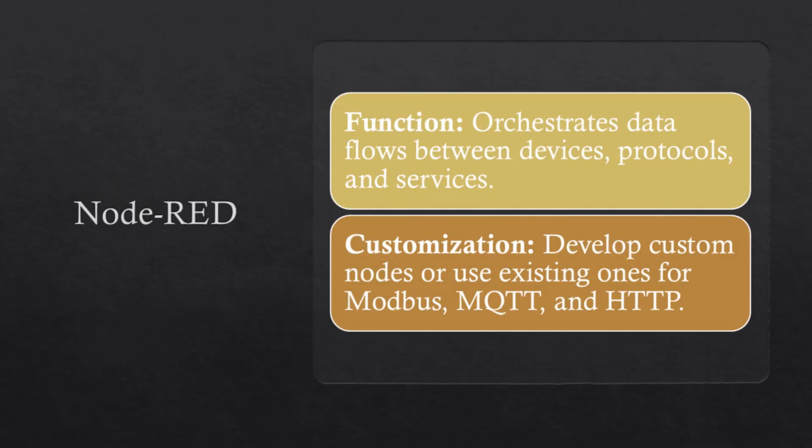Node-RED serves as the orchestration engine on our edge devices. This powerful, flow-based development tool allows us to seamlessly connect devices, integrate protocols, and manage data flows. We leverage Node-RED's flexibility to develop custom nodes or utilize existing ones for protocols like Modbus, MQTT, and HTTP, facilitating smooth communication between industrial machines and cloud services.